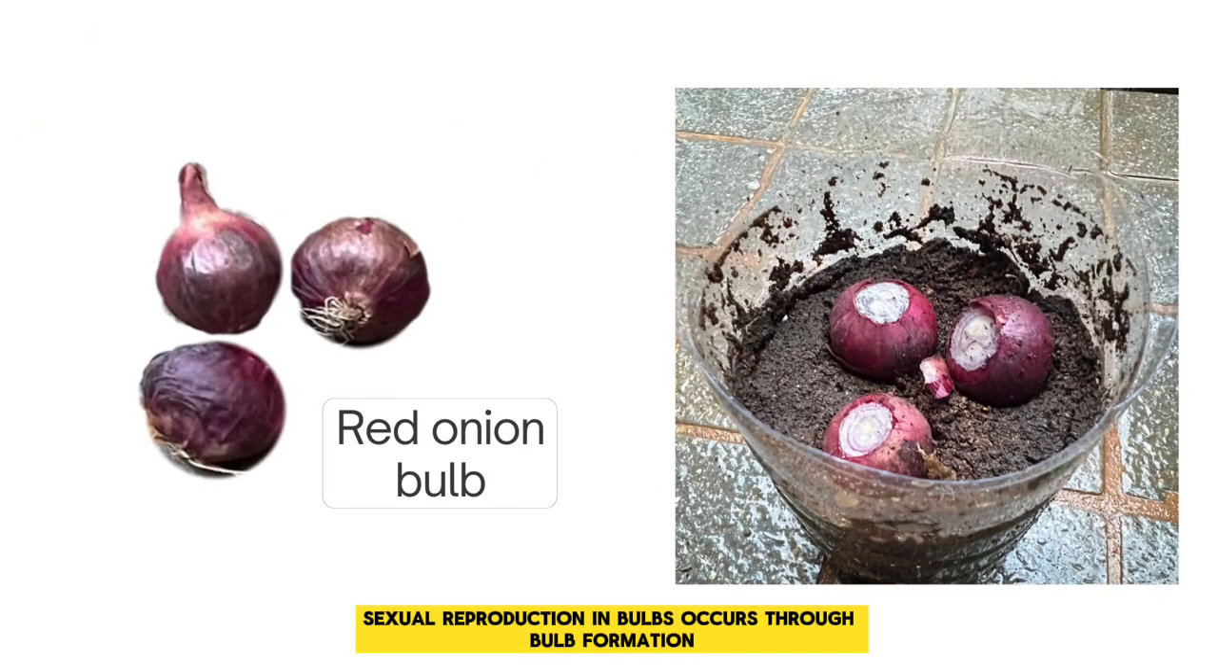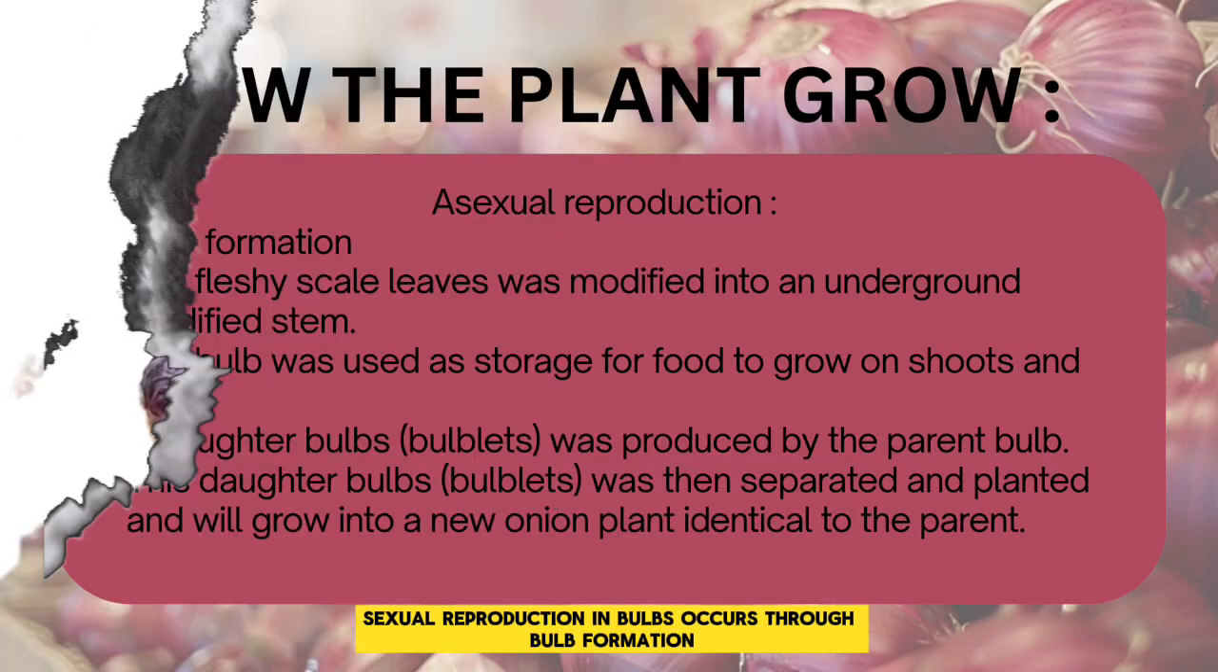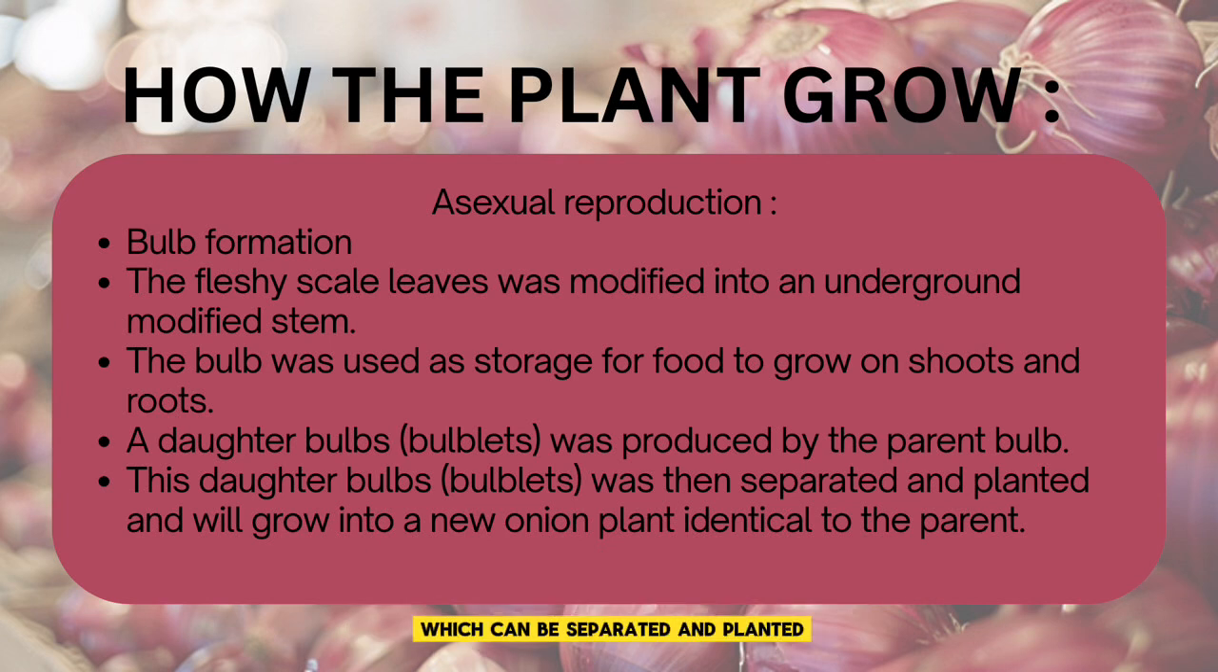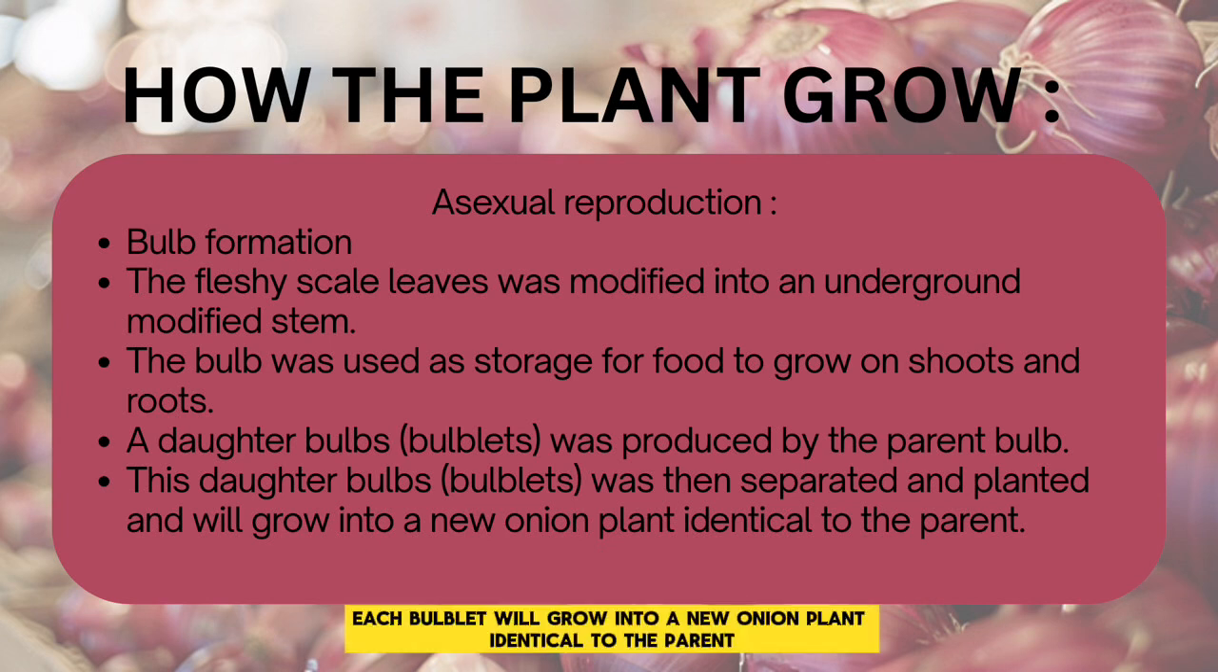Asexual reproduction in bulbs occurs through bulb formation. The fleshy scale leaves are modified into an underground stem, which stores food to support the growth of shoots and roots. The parent bulb produces daughter bulbs or bulblets, which can be separated and planted. Each bulblet will grow into a new onion plant identical to the parent, allowing rapid and efficient propagation without seeds.